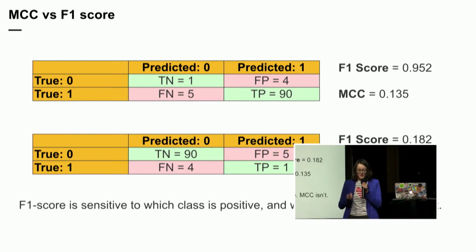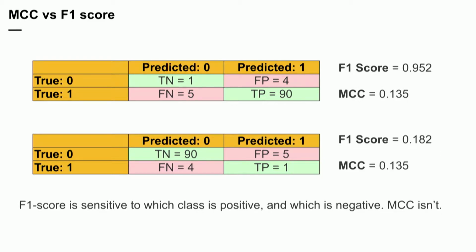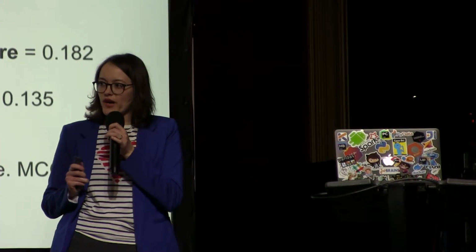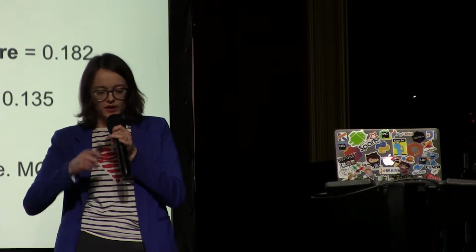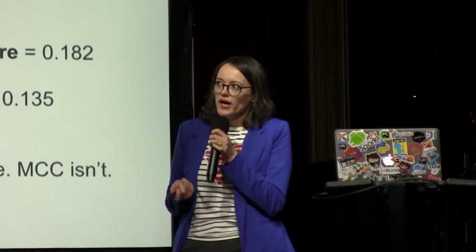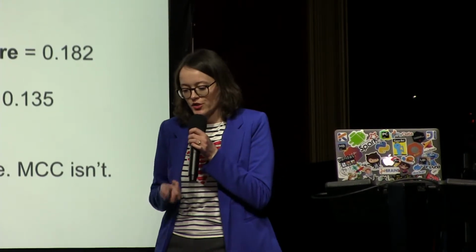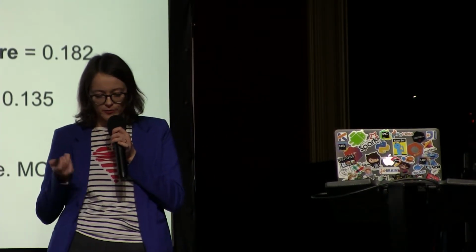And this is because F1 score is sensitive to which class is positive and which class is negative, and MCC is not. It takes into account all 4 cells, while F1 score doesn't take into account the true negatives. So when working on a binary problem and looking for a metric to summarize the whole confusion matrix, I find that MCC works better, but unfortunately it does not extend nicely to multi-class problems, so we have to work with some other things.